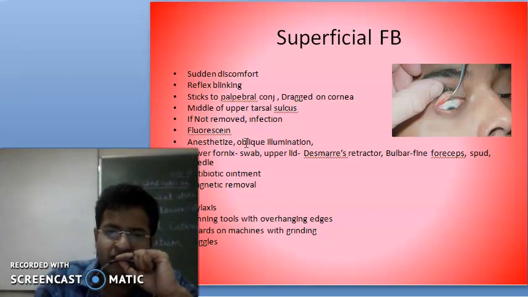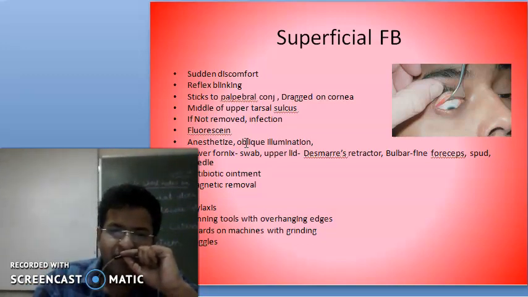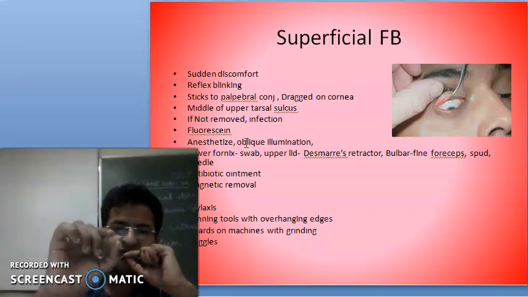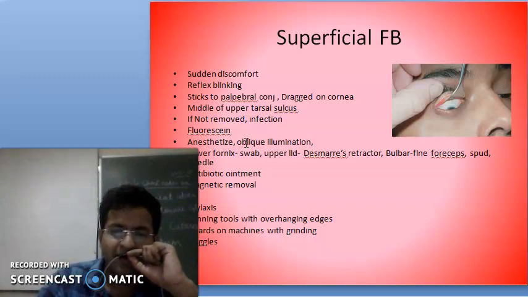We should remove this. The lower fornix swab can be used, and the upper lid has to be double everted using the Desmarres retractor. If the foreign body is on the bulbar conjunctiva, we can use a fine forceps or spud or needle and remove the foreign body. Antibiotic ointment has to be given. Magnetic removal in case of iron bodies can be done.